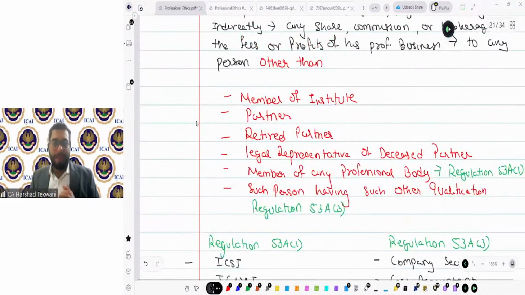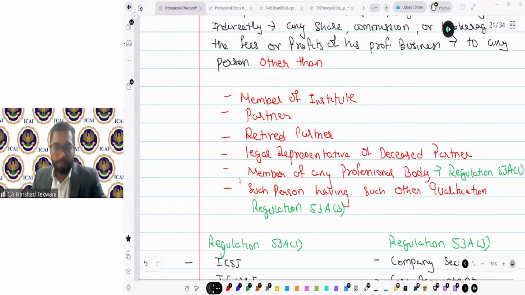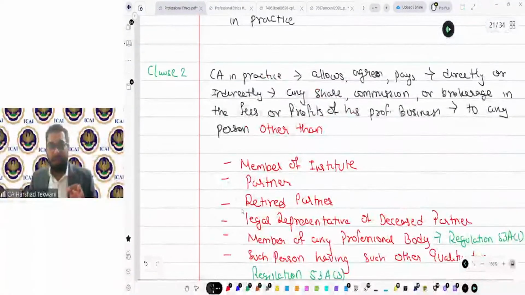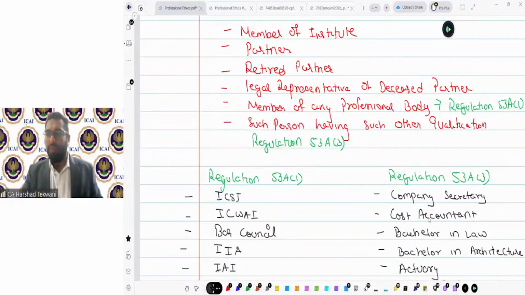So such members of any professional body which are allowed are as per regulation 53A1. But when I talk about such persons having such other qualification, then that is regulation 53A3. So if I share commission, brokerage, fees, part of my profits with any person who is a company secretary, cost accountant, member of ICAI, ICWAI, Bar Council, then it is fine. Otherwise, it is not.